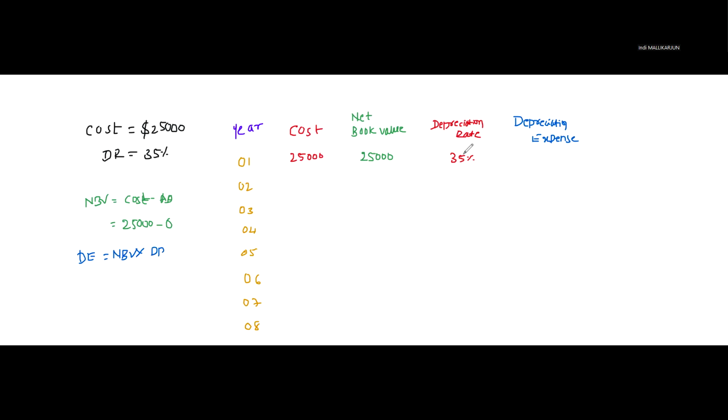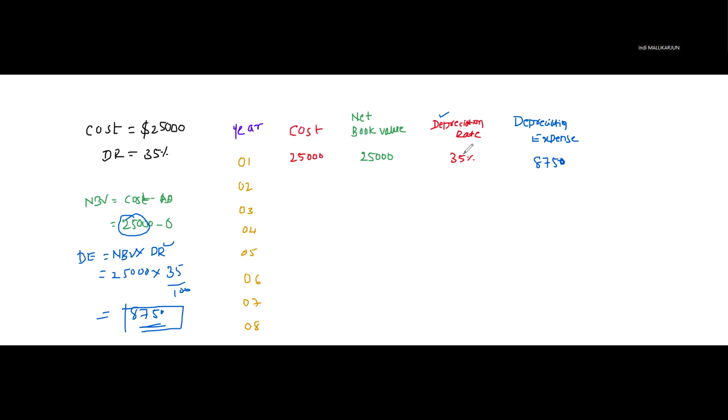Net book value is how much now? 25,000, right? 25,000 into depreciation rate. Here the depreciation rate is 35%, which means 35 divided by 100. After calculating this, how much will we get? 8750, which means 8750 is the depreciation amount for the first year.